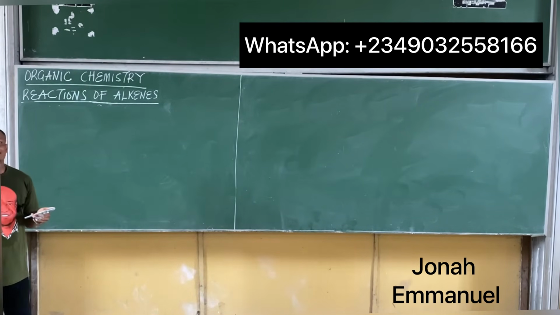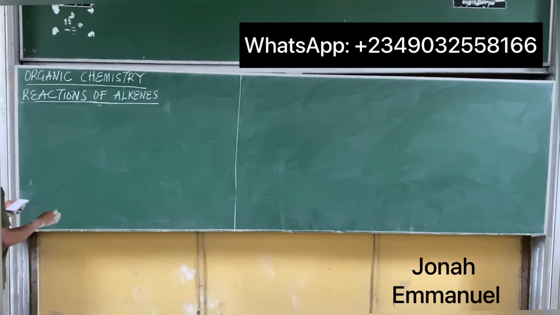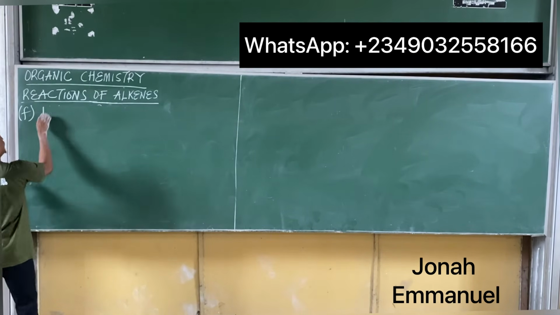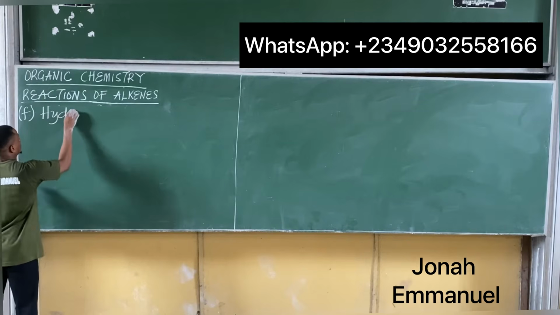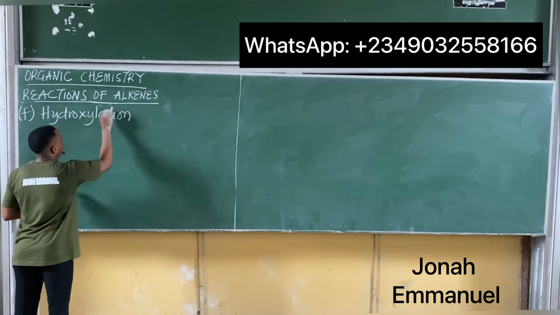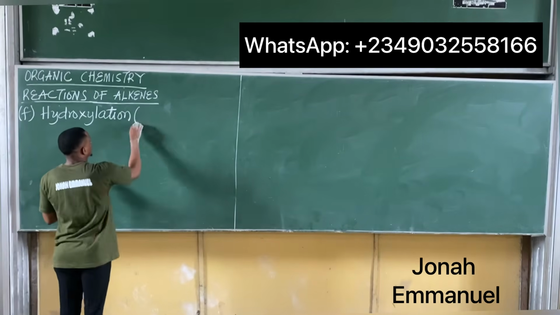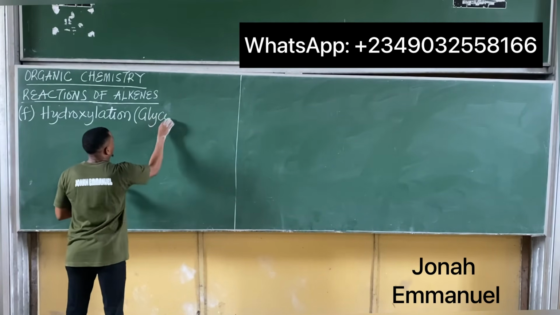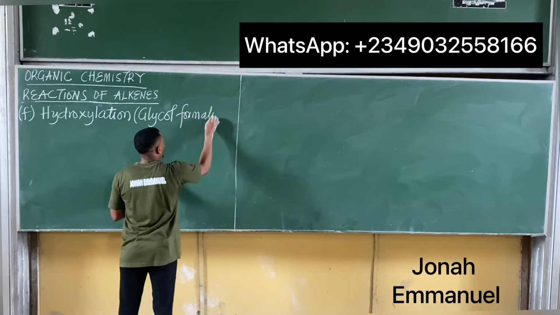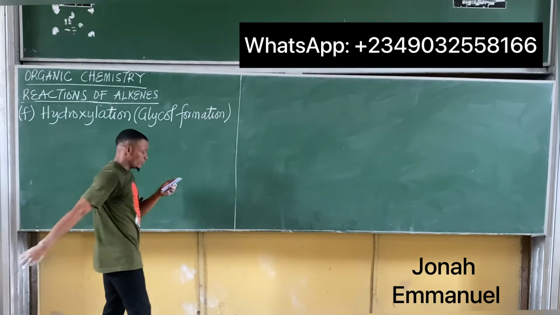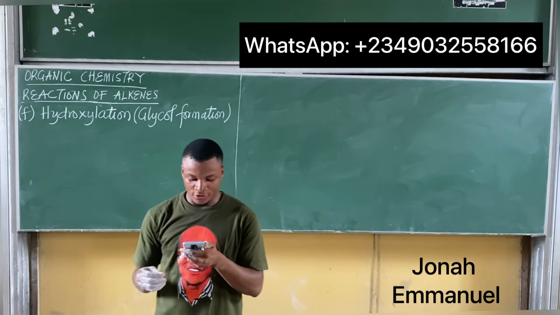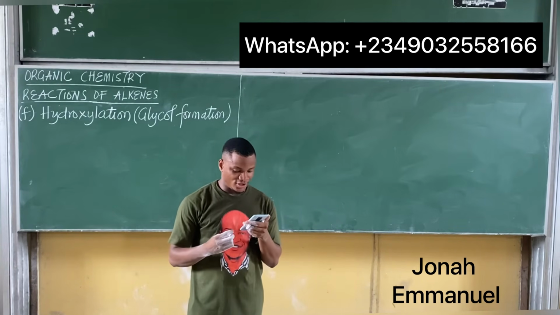Number 6, F, is called hydroxylation, also called glycol formation. It's called glycol formation.